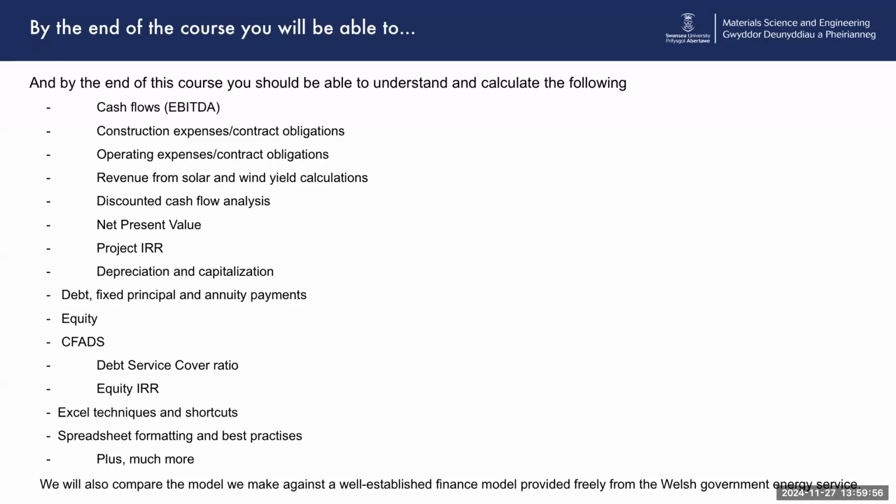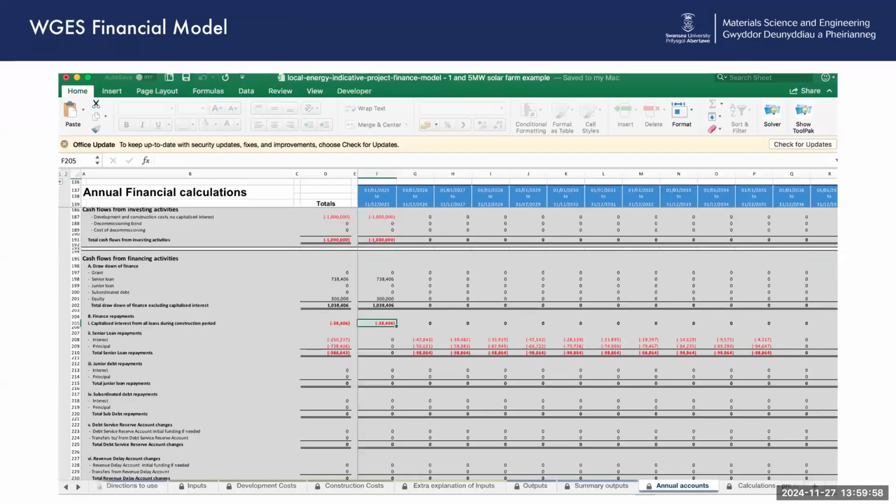One of the crucial things you'll be able to do by the end of this course is interpret and put inputs and get outputs from the Welsh Government Energy Service financial model, which is notorious for being a very difficult task for people to do. But I will show you how to use the Welsh Government Energy Service model. It's a model that's freely available to everybody. It's a very good, highly sophisticated project finance model. And if you can learn how to use it, that's your go-to. But in order to learn how to use it, do the course first, because otherwise it'd be very difficult.